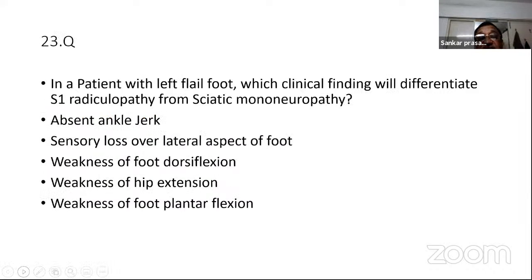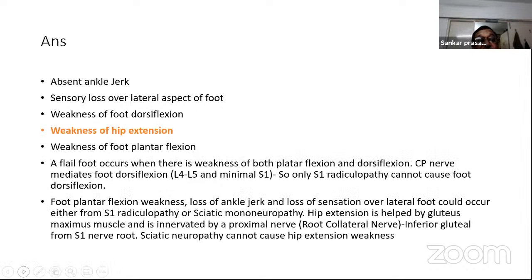In a patient with left flail foot, which clinical finding will differentiate S1 radiculopathy from sciatic mononeuropathy? Absent ankle jerk, sensory loss of the lateral aspect of the foot, weakness of foot dorsiflexion, weakness of hip extension, weakness of foot plantar flexion. I think you people are very clued up. Hip extension weakness, which I mentioned at the first. Weakness of hip extension is a very important examination finding. A flail foot occurs when there is weakness of both plantar flexion and dorsiflexion.